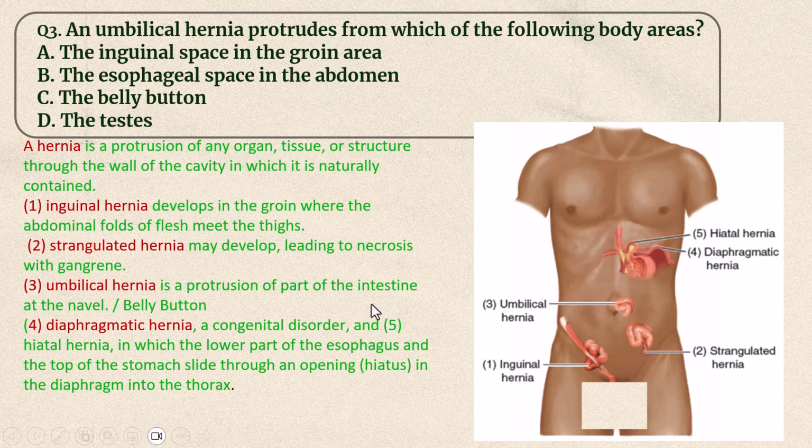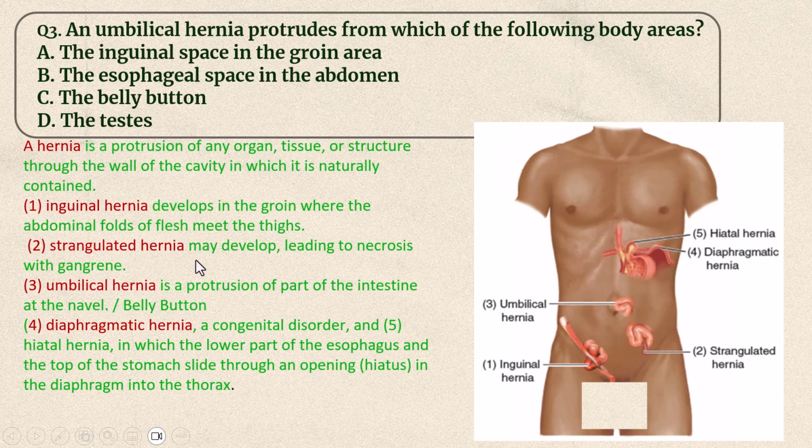You can see there are 5 main hernias there. So the hernia means it's a protrusion of any organ, tissue or structure through the wall of the cavity in which it is naturally contained. For example, inguinal hernia, that is occur in the inguinal or groin region, develops in the groin where the abdominal folds of flesh meet the thighs.